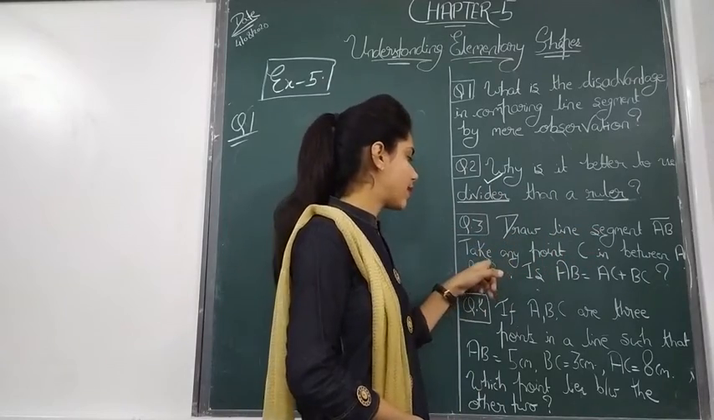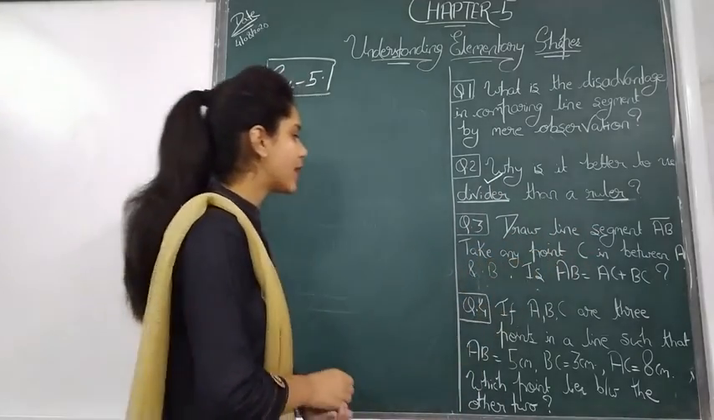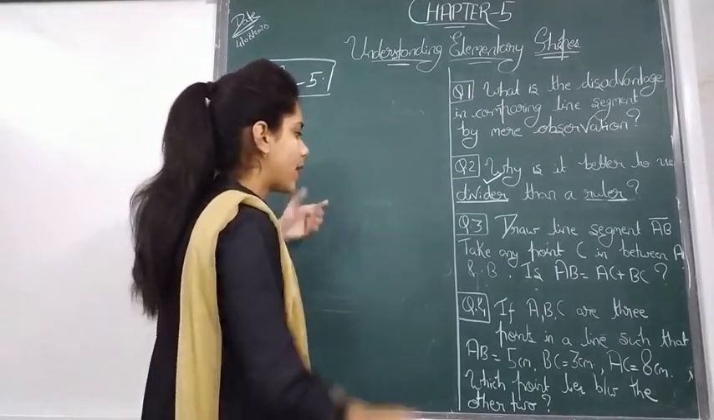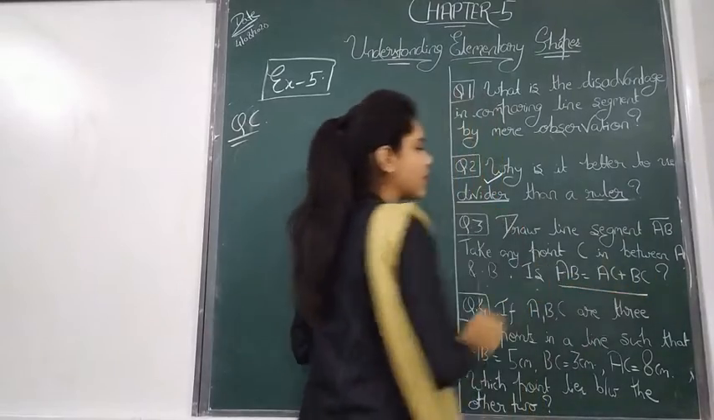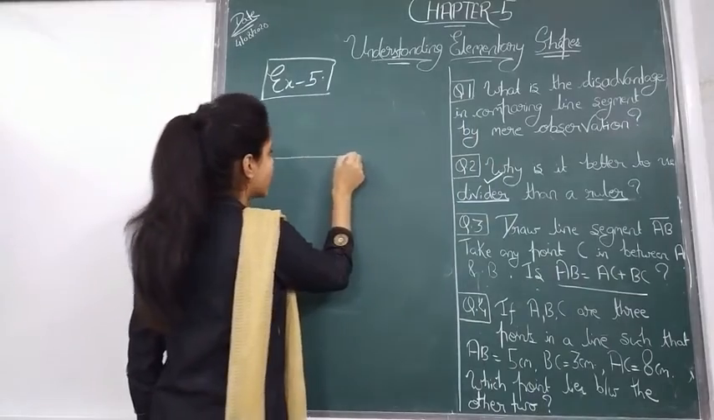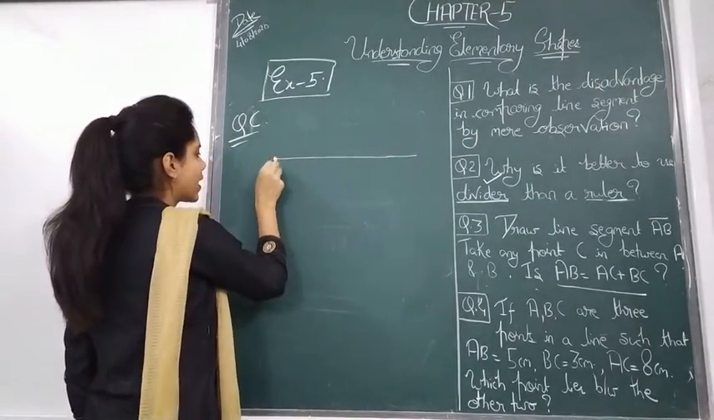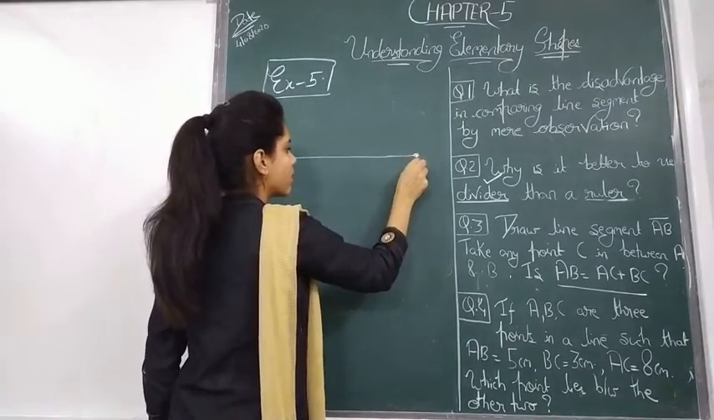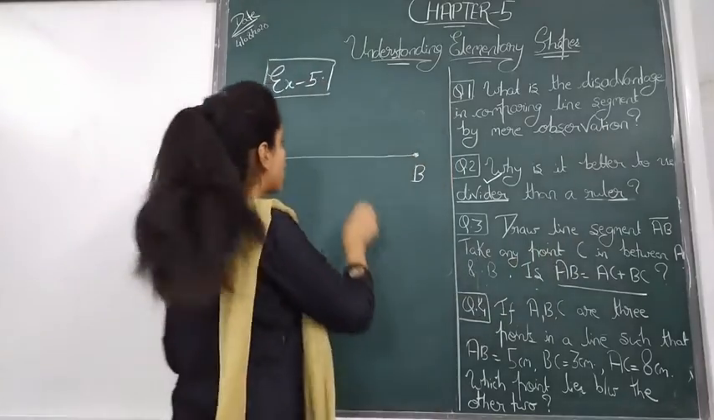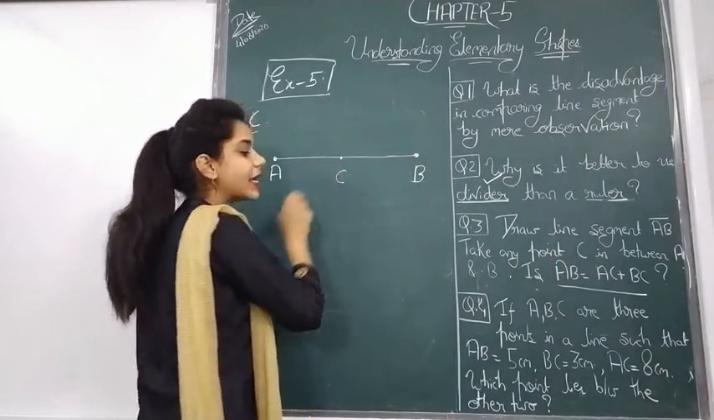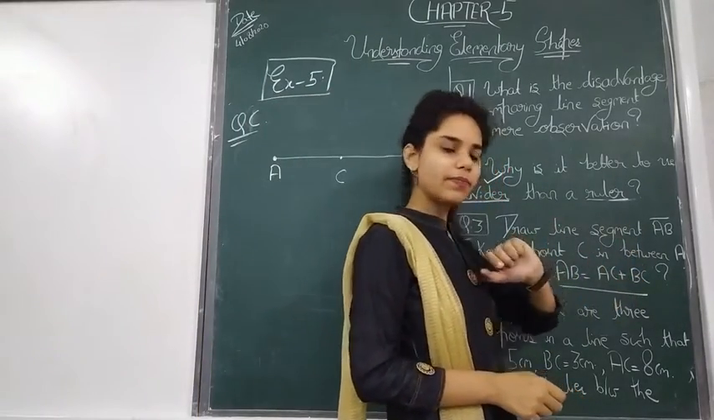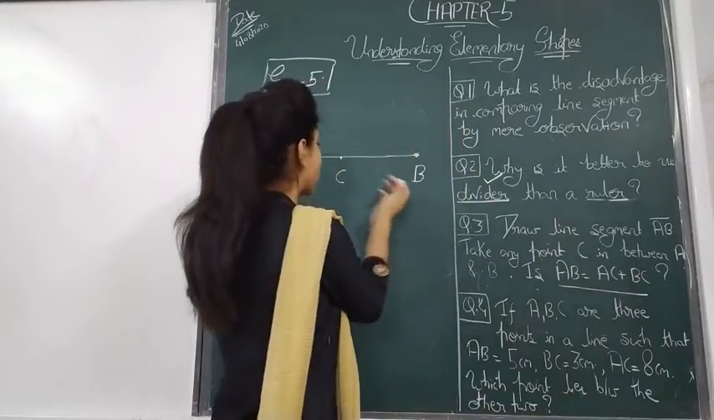Draw line segment AB. Take any point C in between A and B. This question I will explain by proving that AB equals AC plus BC. So first of all, draw this line segment. This is A, this is B. Take any point C in between A and B. So I took that point C in between A and B. Is AB equals to AC plus BC?